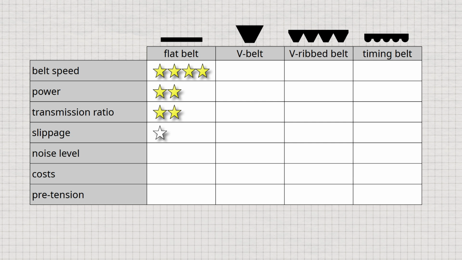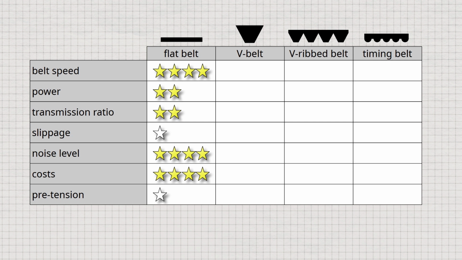In terms of noise, flat belts are very quiet. Flat belts are generally inexpensive, which makes them economically attractive. However, they require high preload, which results in higher loads on shafts and bearings.